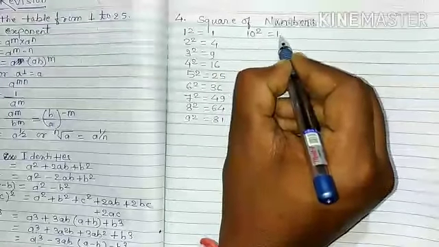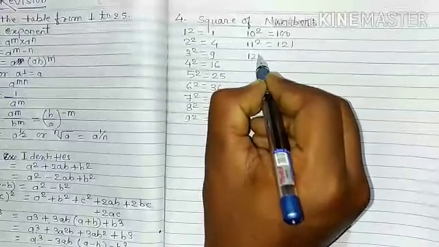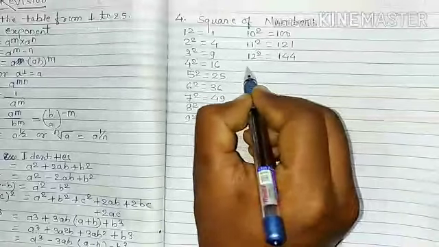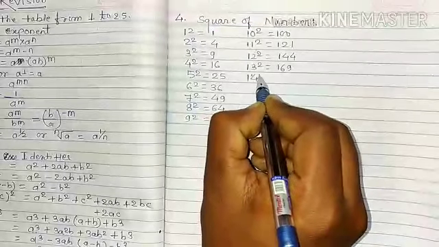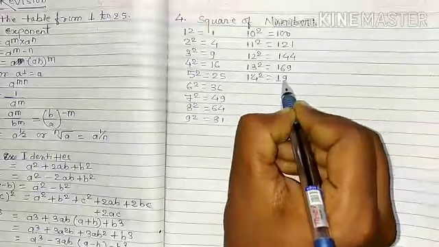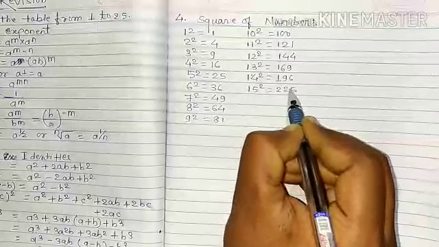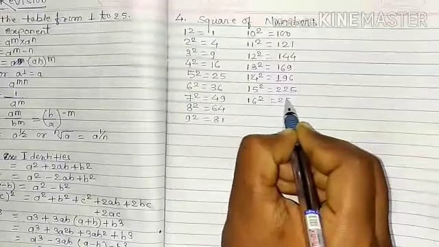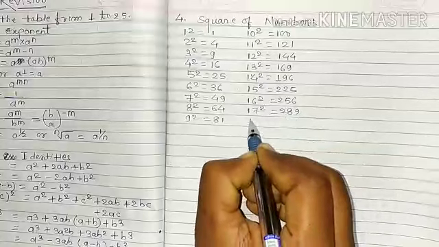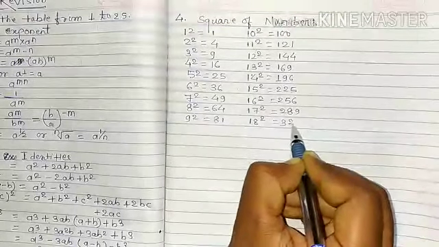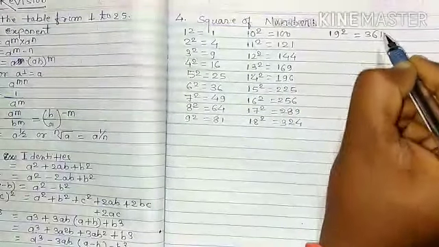10 square equal 100, 11 square equal 121, 12 square equal to 144, 13 square equal to 169, 14 square equal to 196, 15 square equal to 225, 16 square equal to 256, 17 square equal to 289, 18 square equal to 324, 19 square is equal to 361.